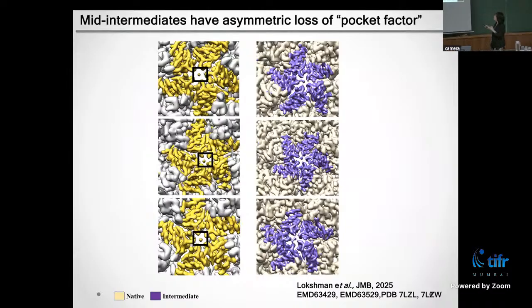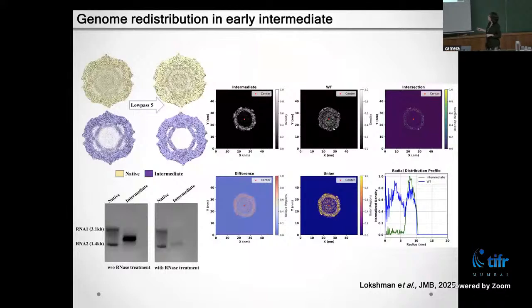In the early intermediate, we see that at least in half of the 5-folds, the pocket factor is not there. So the pocket factor has been released, but the opening is not broadened. The 3-fold remains more or less the same. The initial crack is at the 2-fold, and then we capture a state where the particle appears to be releasing something, which is probably the genome. And the release site is across from a 2-fold axis of symmetry, which tells us the release is probably through a 2-fold axis of symmetry.